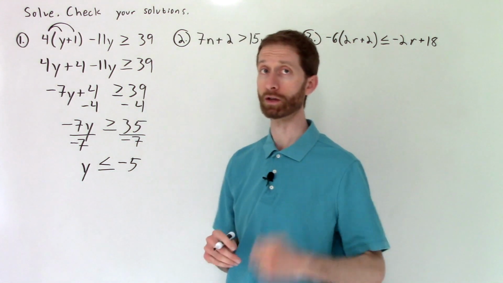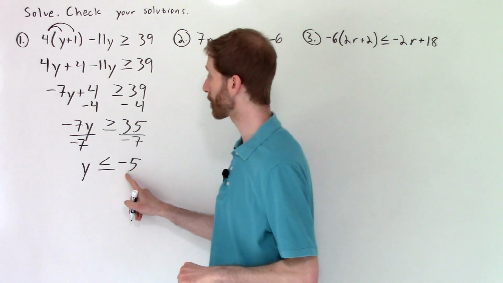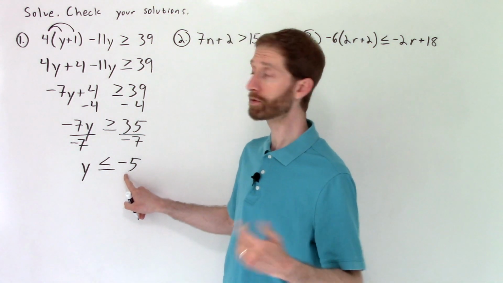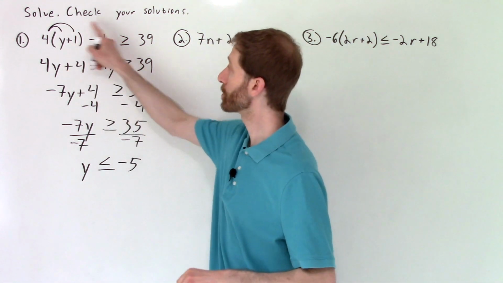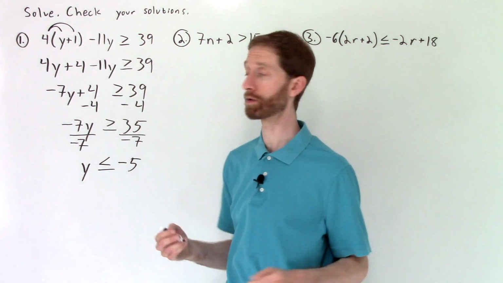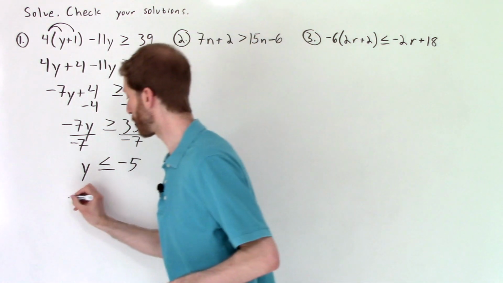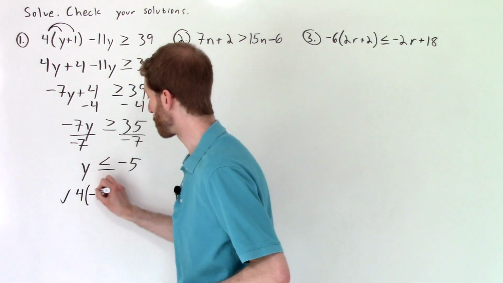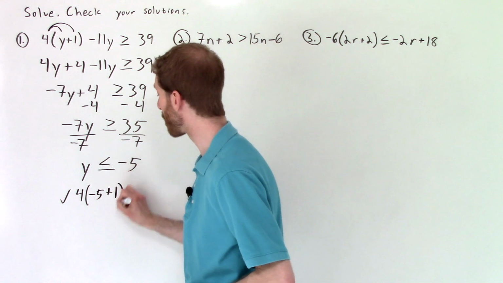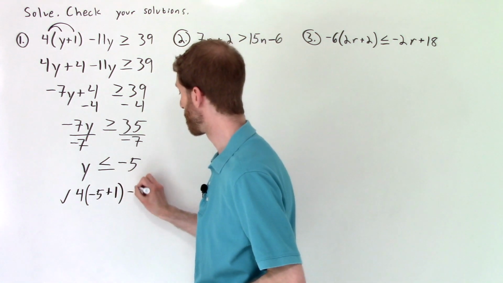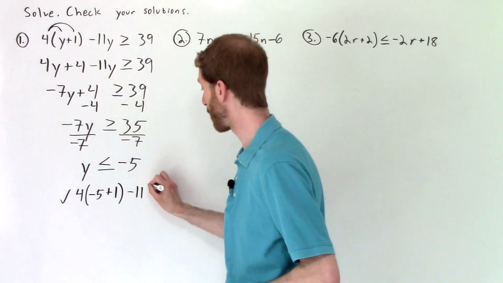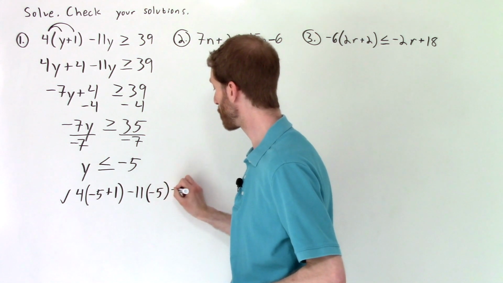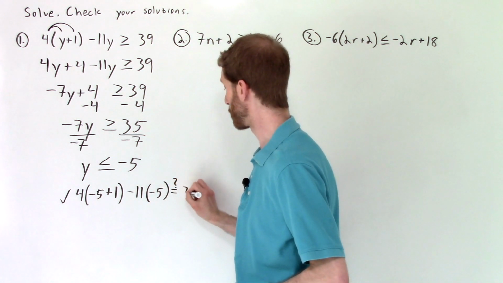You want to check 2 things. The first thing is that we actually solve for the correct value. To see if you did that, you plug negative 5 into the original expression and see if we get equal to 39. So let's do that. So I'll put a little check mark. We've got 4 times, and I'm going to do some mental math here just to abbreviate the process. 4 times negative 5 plus 1 minus 11 times negative 5. And we want to know, does it equal to 39?